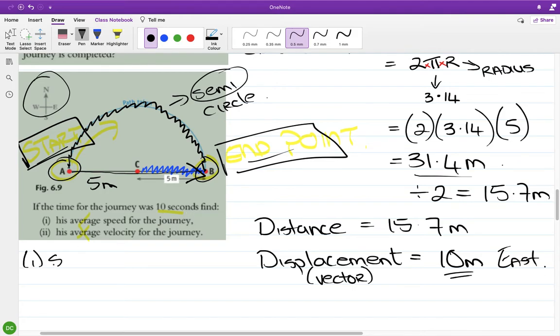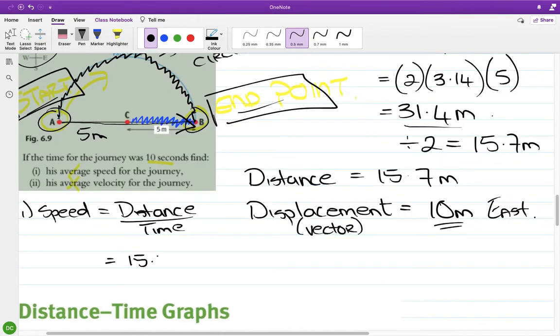Okay, so speed is a scalar, which means it goes with distance over time. So the distance is 15.7, the time is 10. So if you do 15.7 divided by 10, you get 1.57 meters per second.